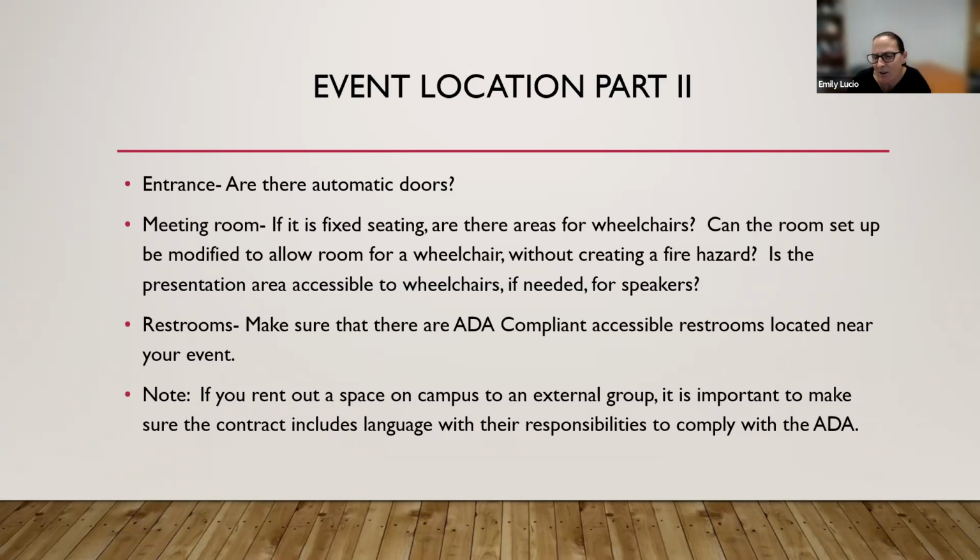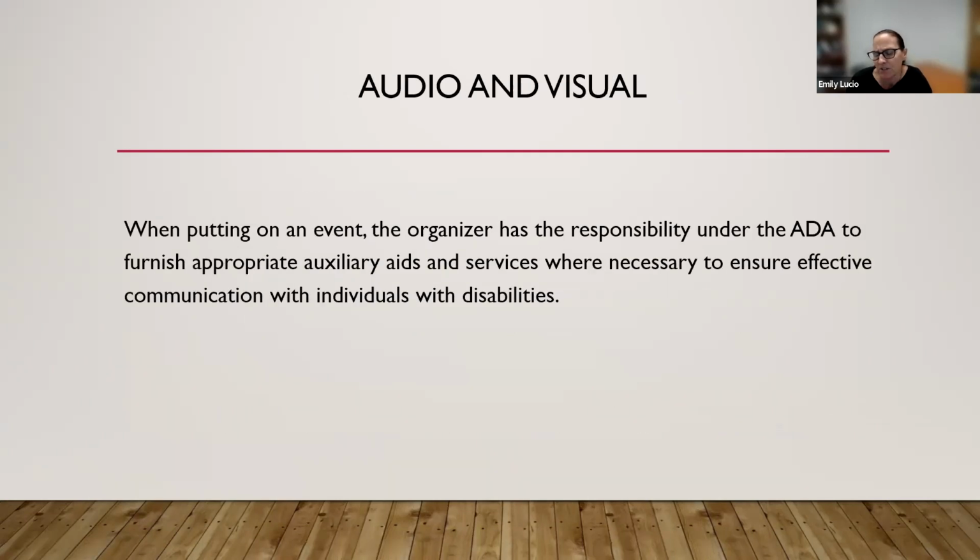And if you rent out a space on campus to an external group, it's important to make sure that the contract includes language with their responsibilities to comply with the ADA. So if you are in one of those departments that does generate revenue by renting out your space, just keep that in mind. Audio visual is the other area that's important to make accessible.